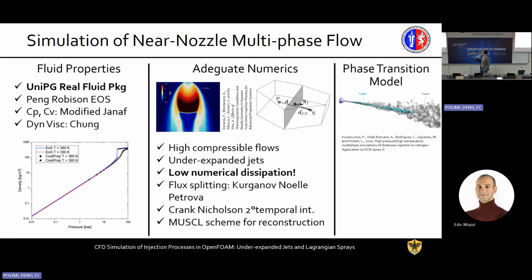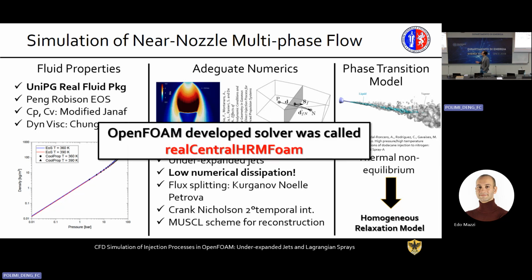To complete the overview of the methods we are using, we need to say something about the phase transition, phase change that takes place in a thermal non-equilibrium condition. And we implemented in OpenFOAM the homogeneous relaxation model. We used it because it's widely accepted and gives quite good results. And this is the name we gave to our solver, Real Central HRM4.